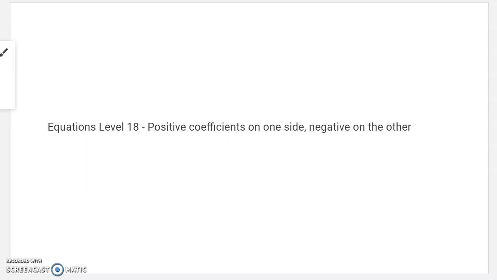Today we're going to deal with situations where there's a positive coefficient on one side of the equation and a negative coefficient on the other side of the equation. So go ahead and make this the title on the next free page in your math notebook. When you have done that, you know the drill. Close it up, concentrate, and listen with me.